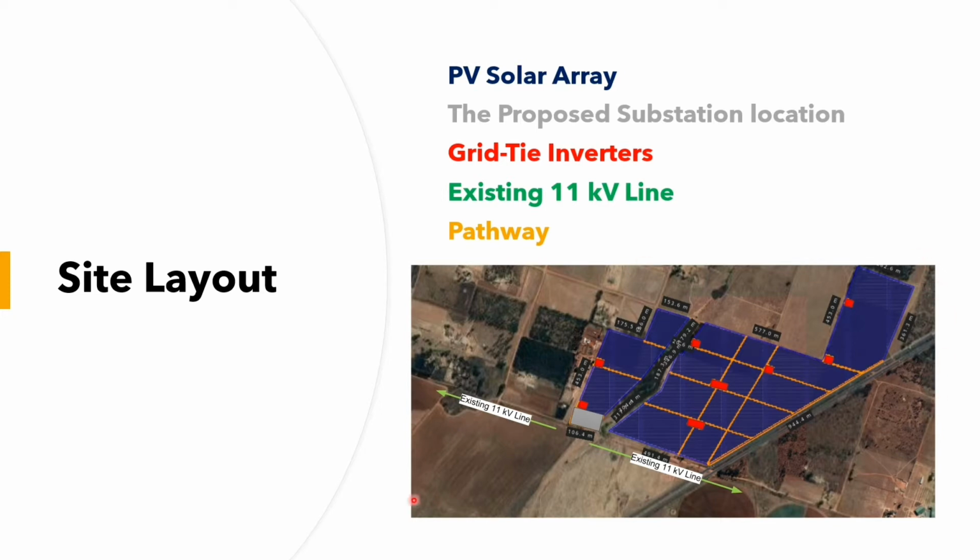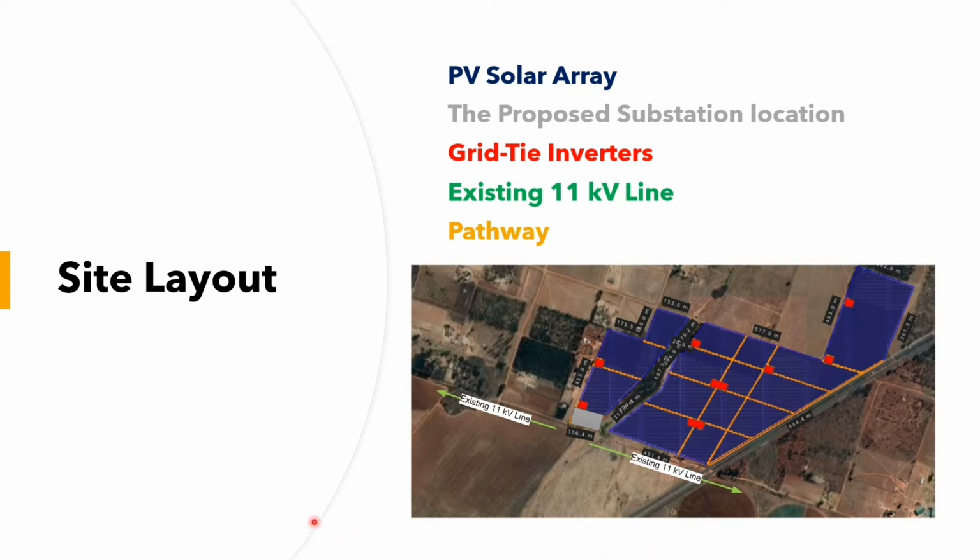Here you have our site layout. On the ground, the PV array is the blue, the proposed substation location is the gray, the grid-tied inverters are the red ones, the existing 11 kV line is here, and you have the pathway where they have 5 meters to walk around the plant.